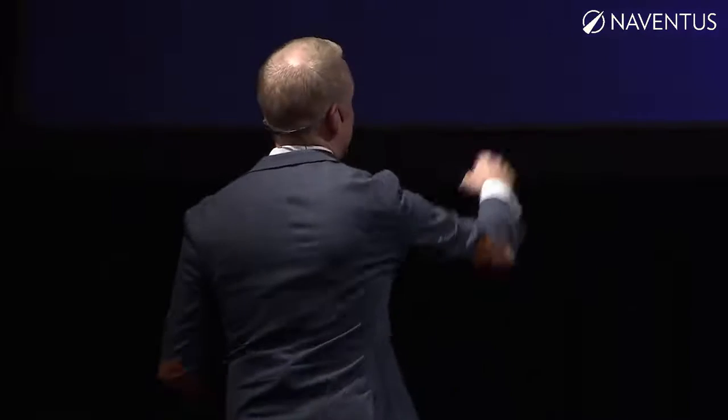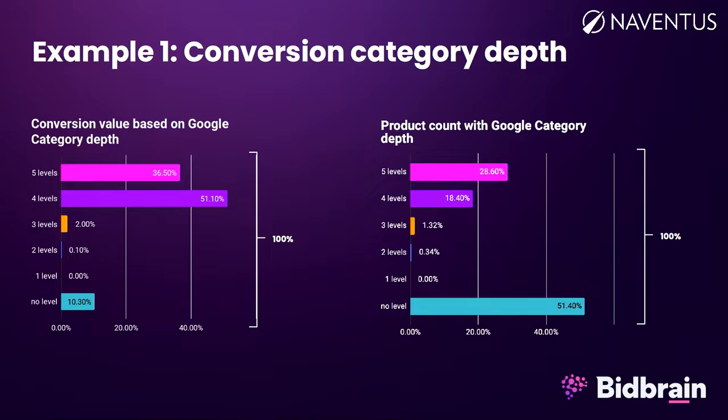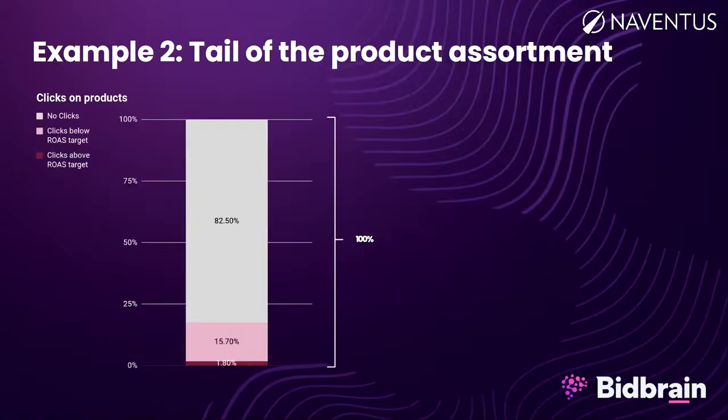But if you look at the product list that we receive from customers, you see that more or less half of all the products don't have any category depth at all. And this is just a clear way of improving the performance in Google Shopping. You see that it's almost 40%, 50% that has this depth of category levels. Another example is, if you take a look at the whole product assortment, list of products, you see that 80% of all the products don't get any clicks on Google. They're dead, more or less.